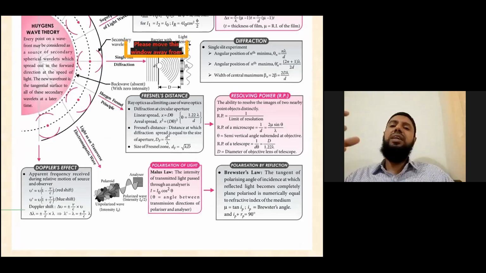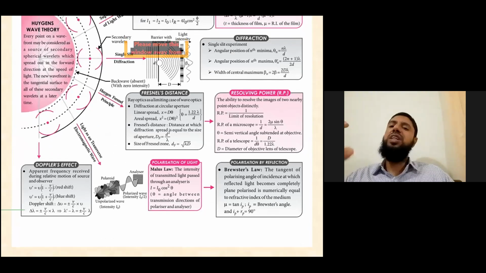You will get each and every information regarding that chapter in a single page, which is highly helpful for you while you are revising the content in a very small time duration.